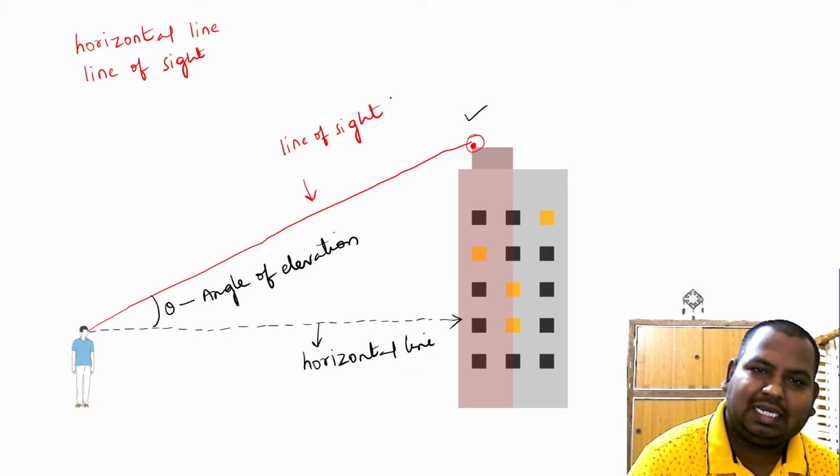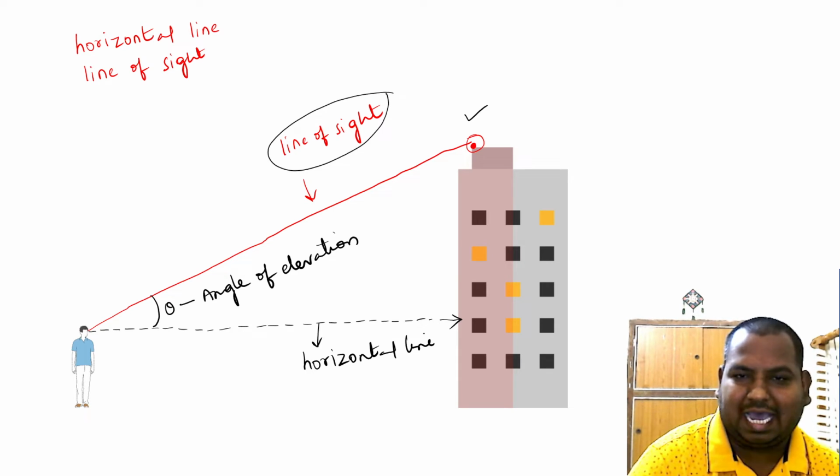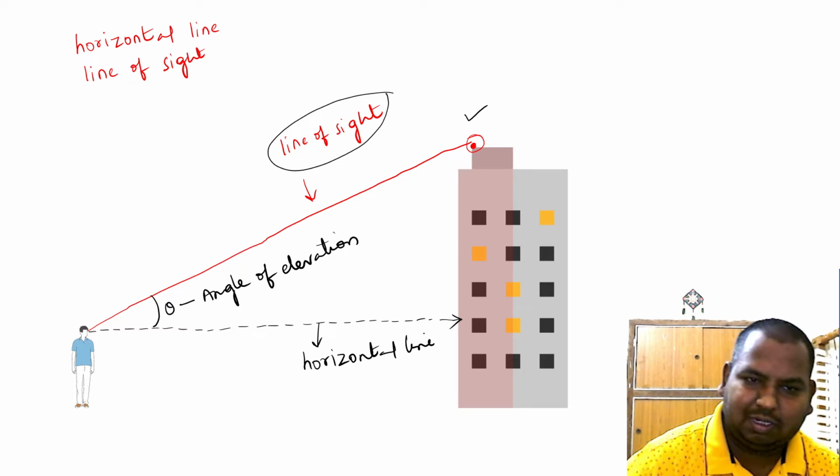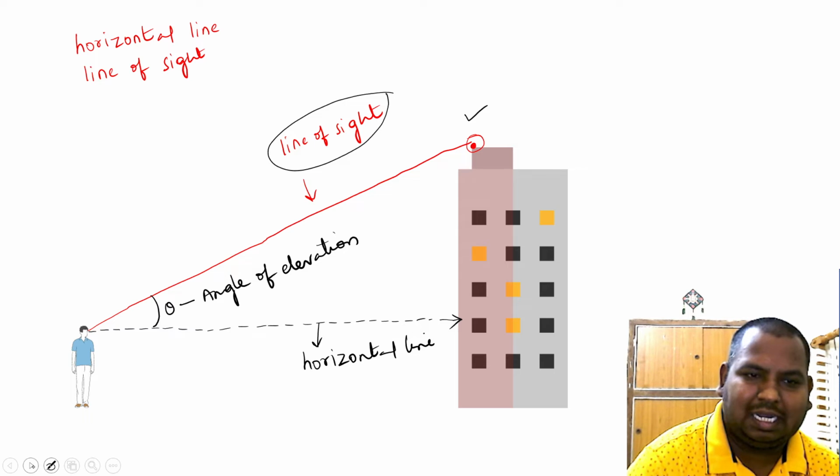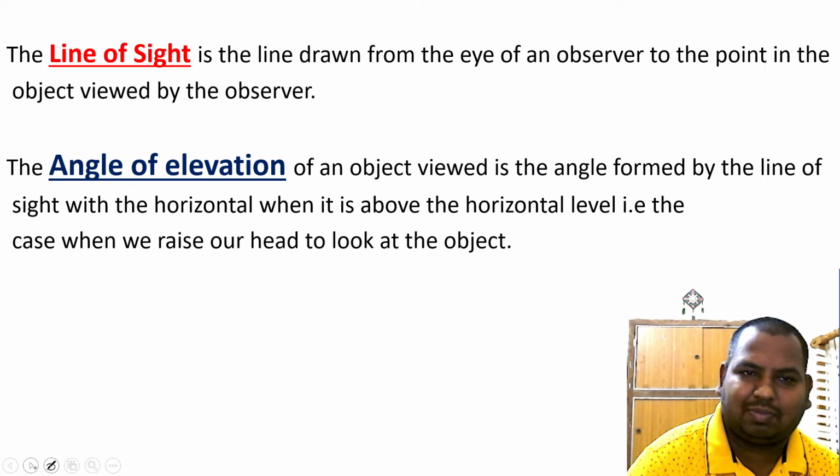What is line of sight? Line of sight is a line formed by joining the eye of the person and the object. What is horizontal line? Horizontal line is a line parallel to the ground passing through the eye of the person. This is the angle of elevation. Let me give one more example. Before that, we'll learn.